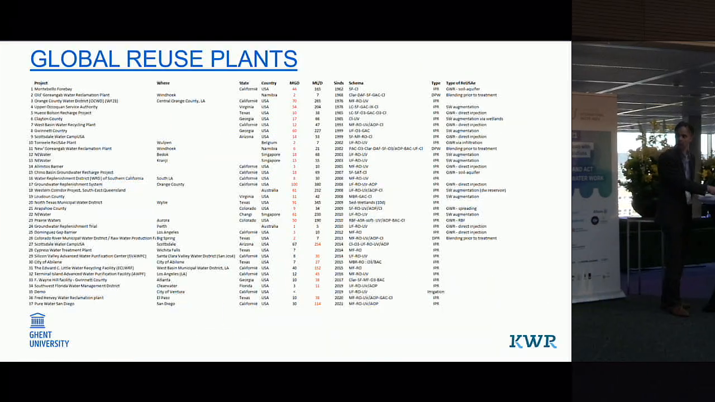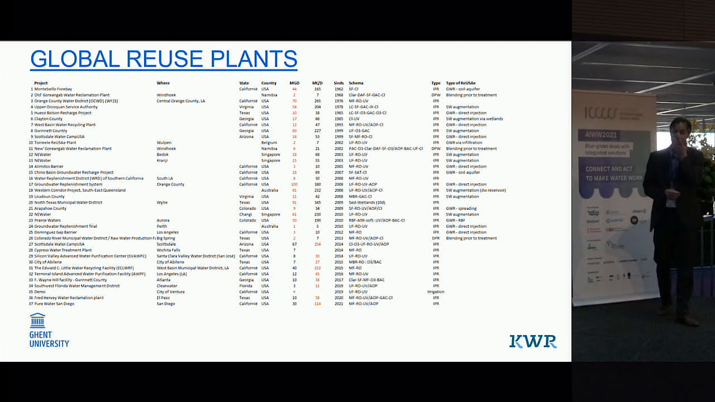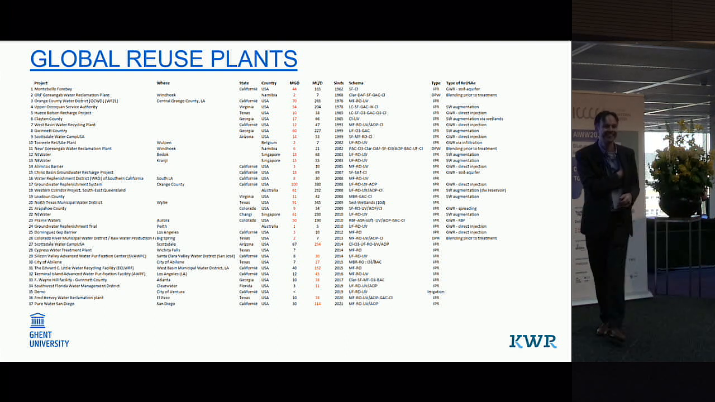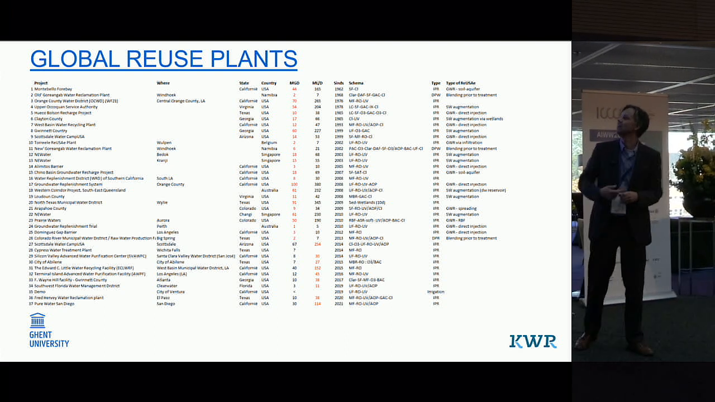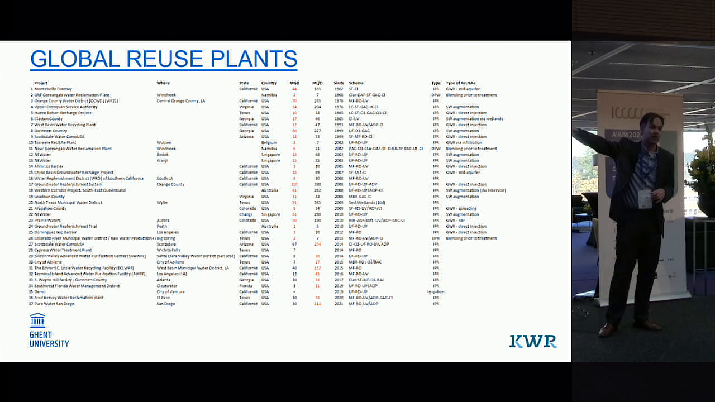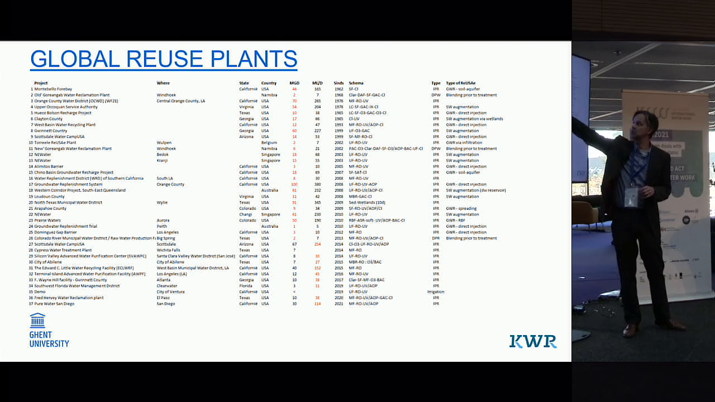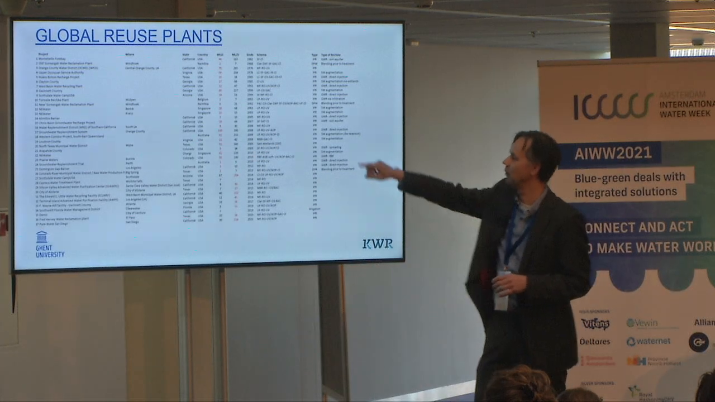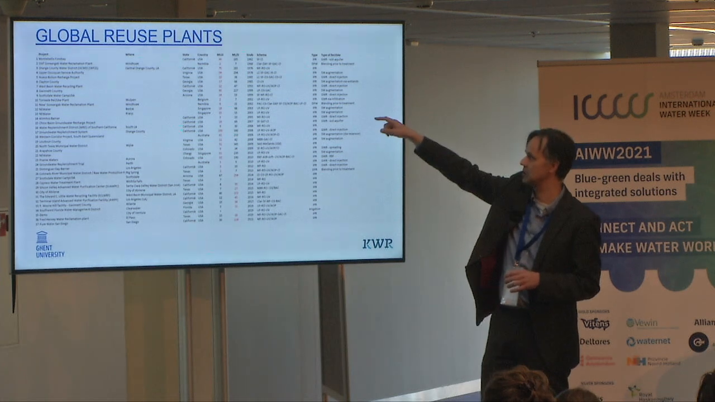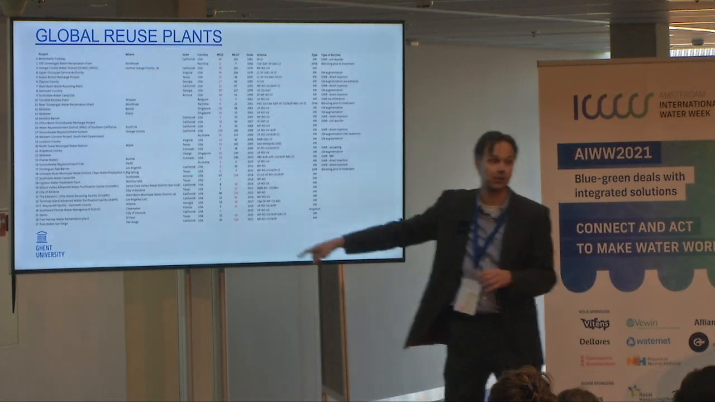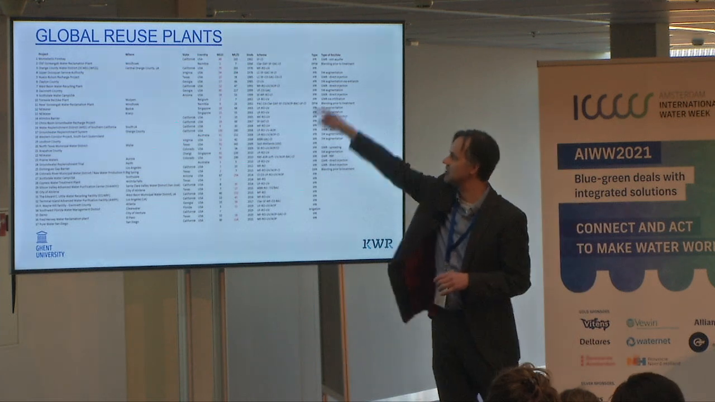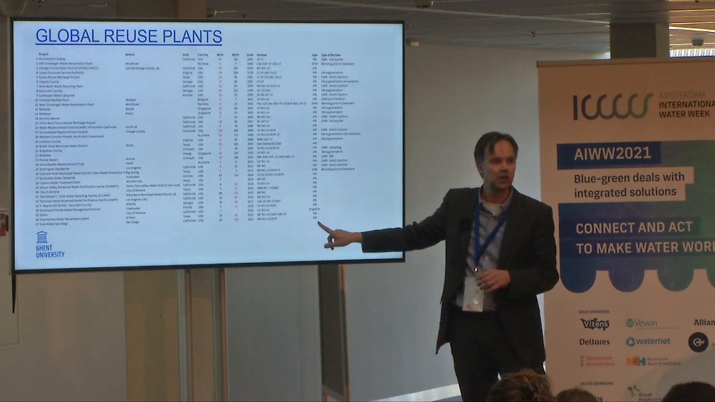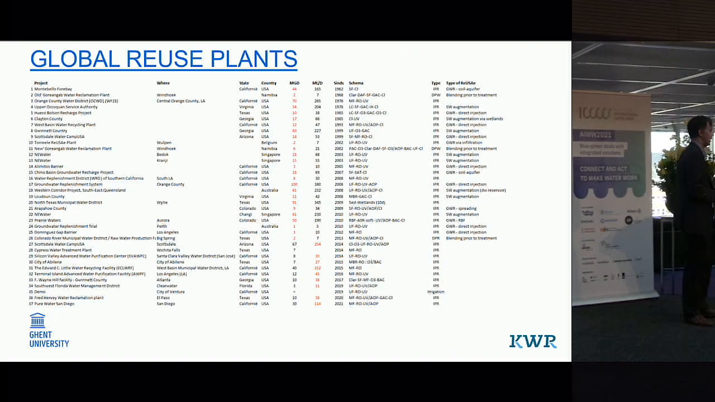So I made a small overview of all the plants. It's impossible to read, of course, but that's not the point. I summed up the projects, where they are situated, the countries, the size, so the capacity, and when it started. I organized it from 1962 until 2021. These are the schemes, which kind of technology is used. And this is an interesting one: is it indirect or direct potable reuse?